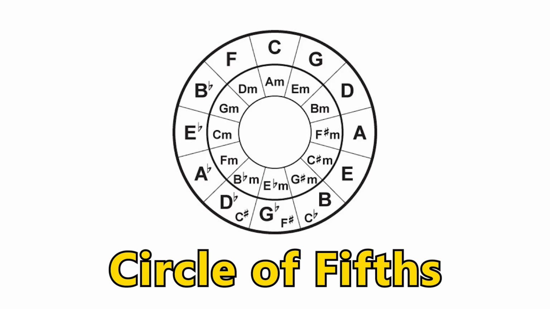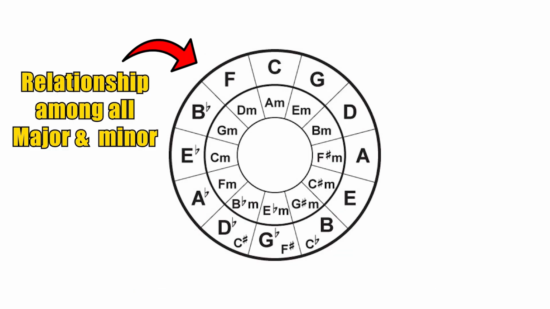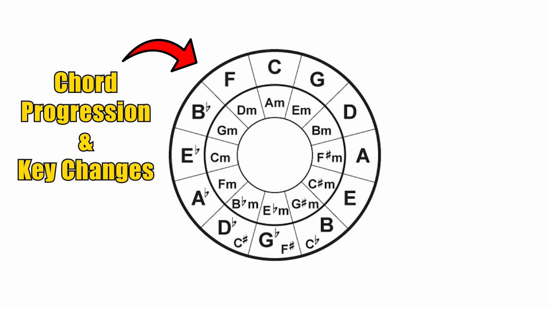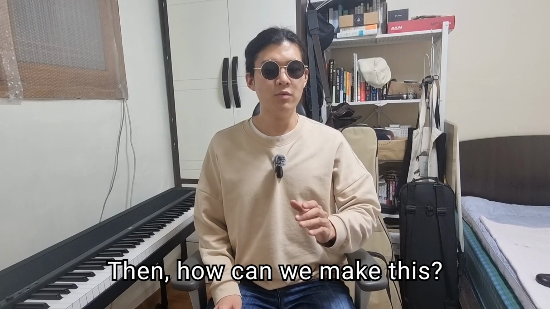The circle of fifths. This is a diagram that shows the relationship among all major keys and minor keys in music. It's a useful tool for understanding chord progression and key changes. Then, how can we make this?